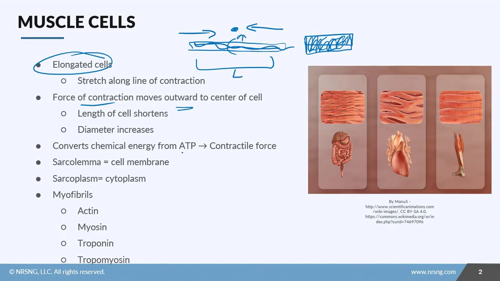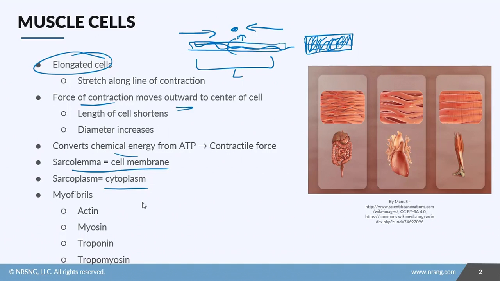During the process of energy use, muscle cells convert chemical energy from ATP into a contractile force. You're going to see a couple of terms in here, sarcolemma and sarcoplasm, and I want you to think about just regular cells, but muscle cells aren't regular cells, so we have these new terms. The sarcolemma is essentially the cell membrane of a muscle cell, and the sarcoplasm is the cytoplasm of a muscle cell.